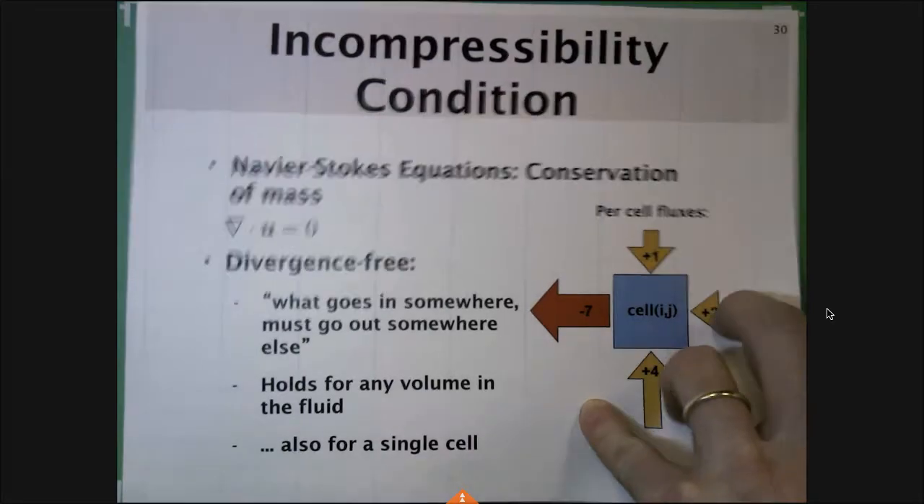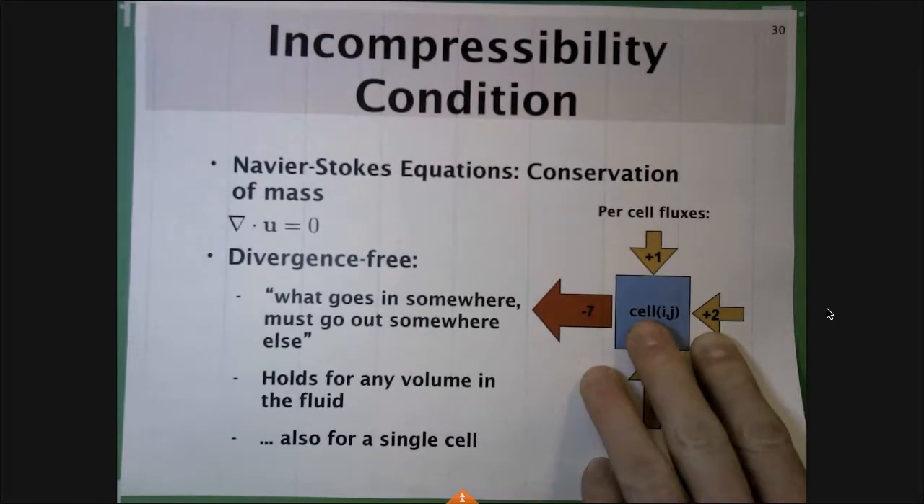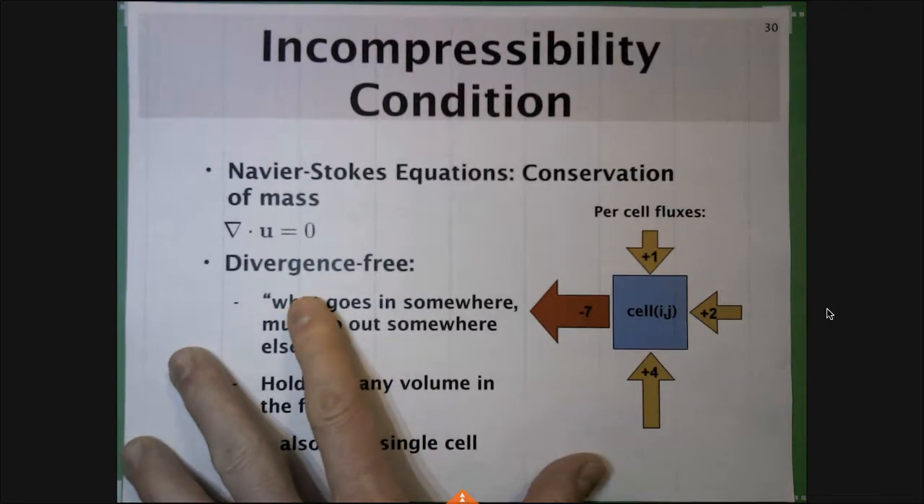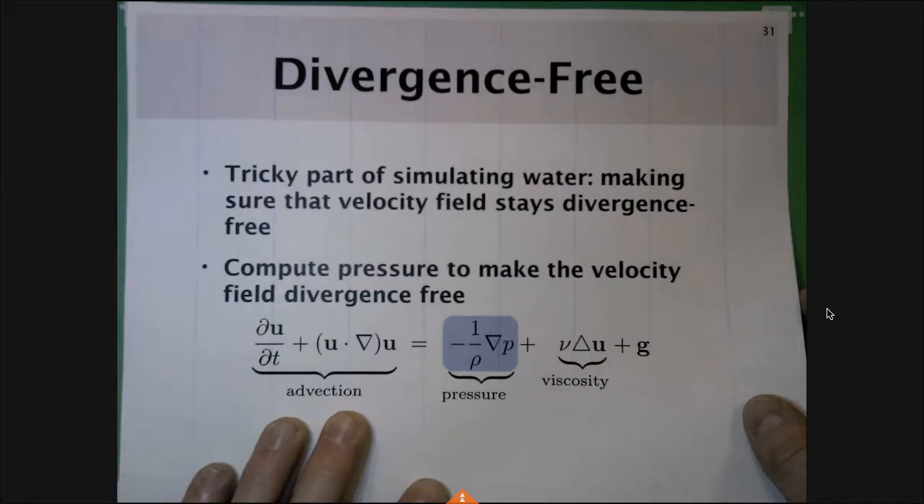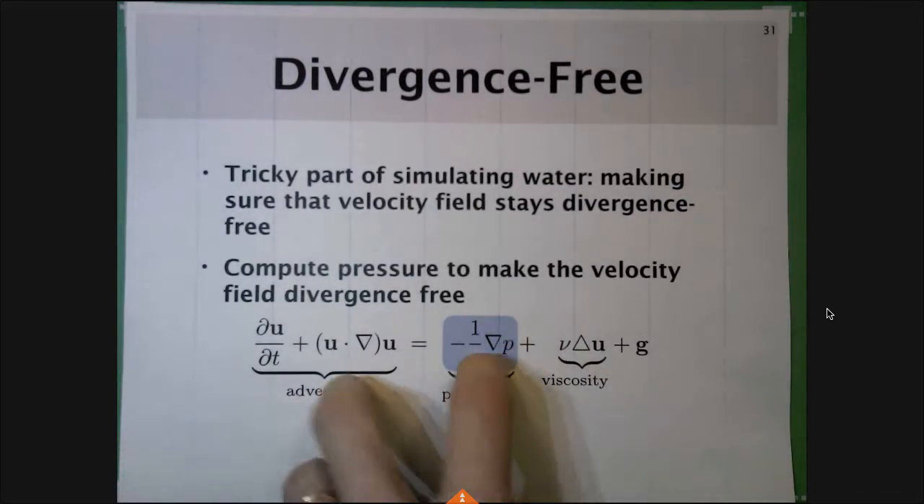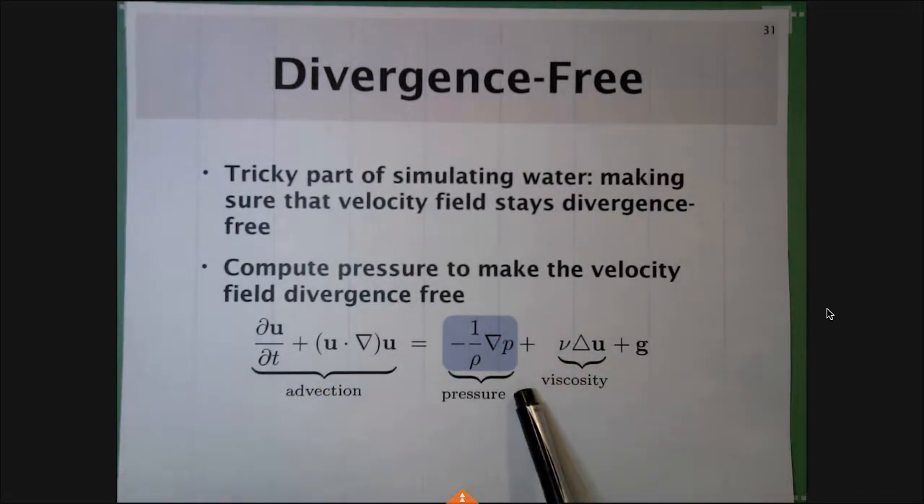So maintaining this divergence-free condition, that's the tricky part, and that's where the pressure also comes in. In a sense, the pressure is essentially the Lagrange multiplier associated with incompressibility. The pressure is what helps you make your fluid simulation incompressible, when taking boundaries into account.